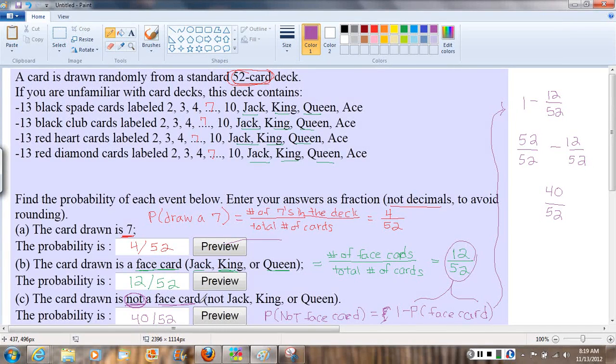If we want to see what that would be just as a decimal, just for fun, it's about 0.769, so about 77% chance of not getting a face card. So these are all calculations that anyone who's doing gambling or trying to make money off of playing cards is doing all the time to assess their likelihood of winning based on making this decision or that decision in a card game.